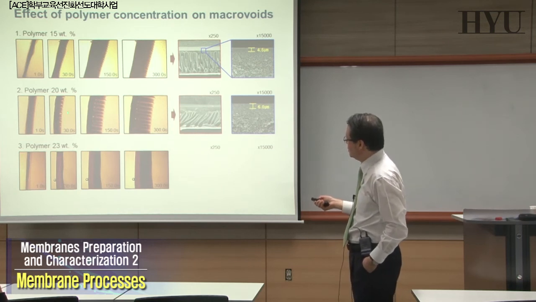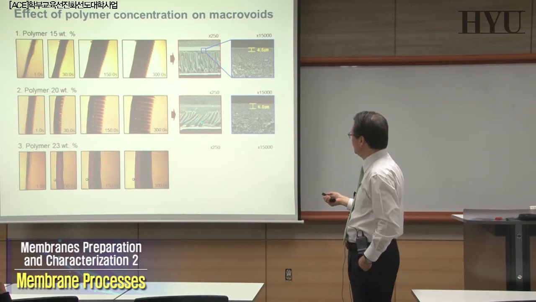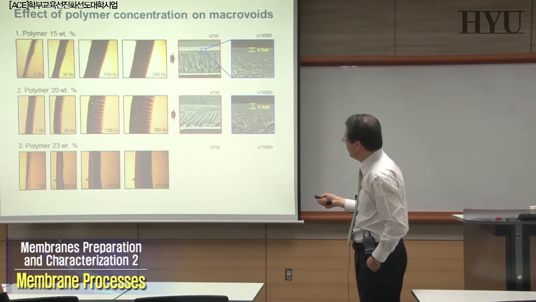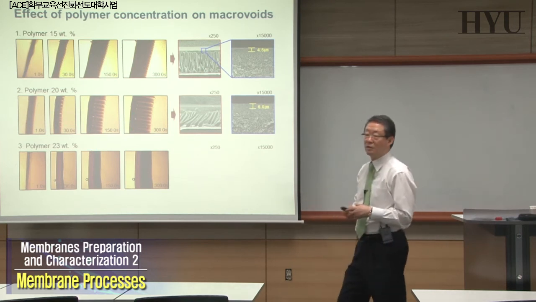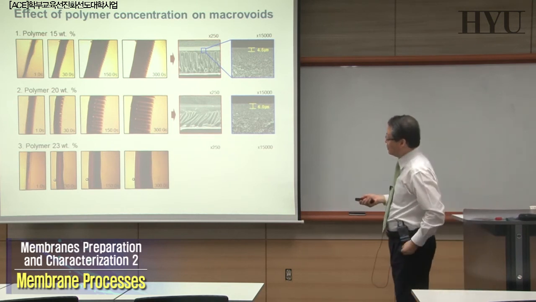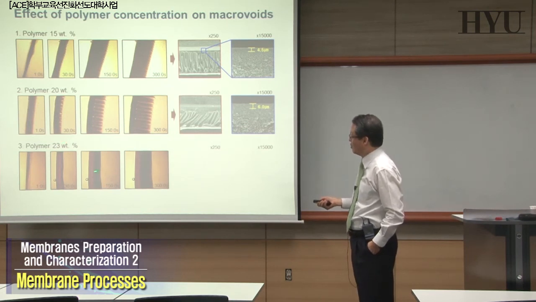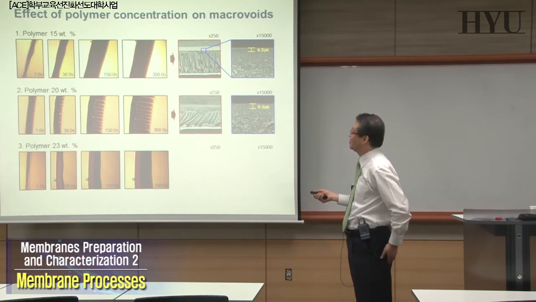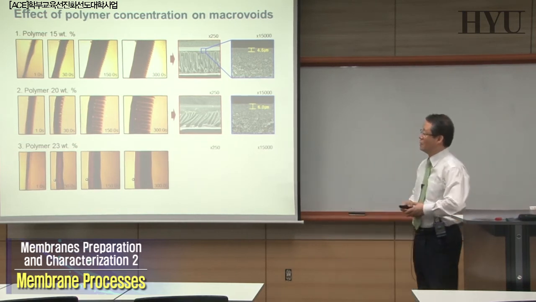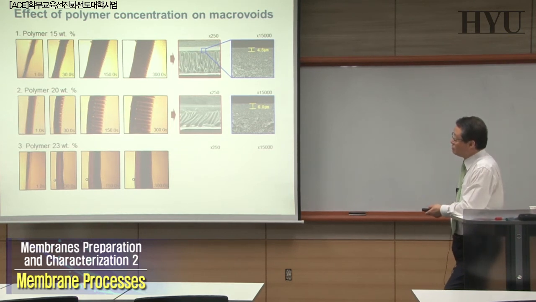After 30 seconds, you have macrovoids propagating, and so on. This will later become a finger-like structure, whereas the interface between the non-solvent and the solvent will be the skin layer. The skin layer thickness will be determined by polymer concentration and other kinetic factors. As you increase the polymer concentration further to 23%, there is no macrovoid formation. So macrovoid formation could be determined by the polymer concentration, which is the viscosity, as I said, and also other factors such as the kinetic factors and so on.